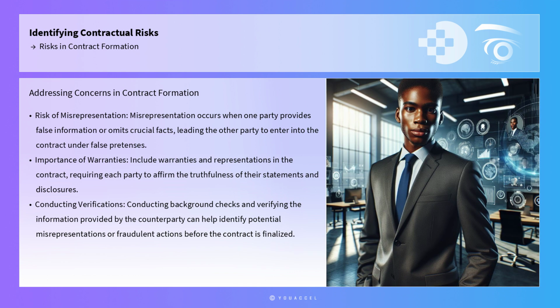The risk of misrepresentation or fraudulent inducement is another concern in contract formation. Misrepresentation occurs when one party provides false information or omits crucial facts, leading the other party to enter into the contract under false pretenses. To address this risk, professionals should include warranties and representations in the contract. These clauses require each party to affirm the truthfulness of their statements and disclosures. Furthermore, conducting background checks and verifying the information provided by the counterparty can help identify potential misrepresentations or fraudulent actions before the contract is finalized.